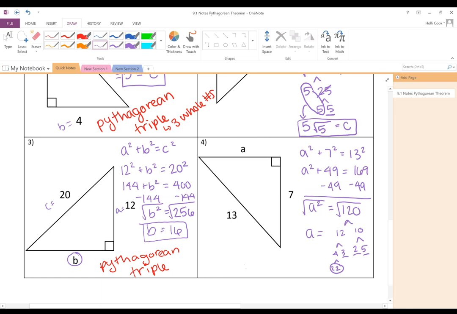So we're going to pull the 2 outside, but under the square root we have 3, 2, and 5 left over, and we're going to multiply them together. 3 times 2 is 6, times 5 is 30. So our a side is going to be 2 square root 30. And this would not be a Pythagorean triple because it has a square root in it. We don't have whole numbers.